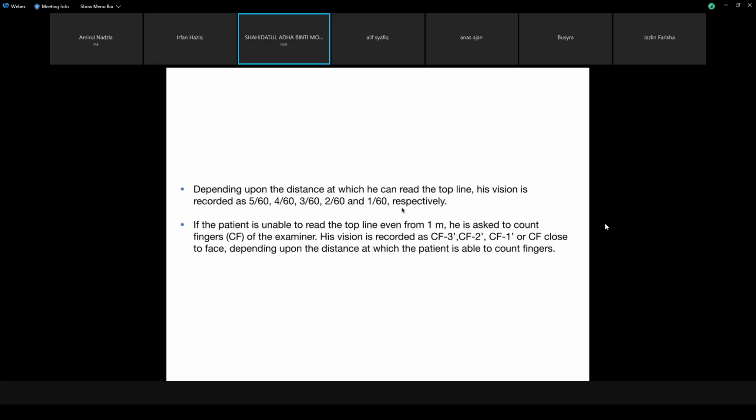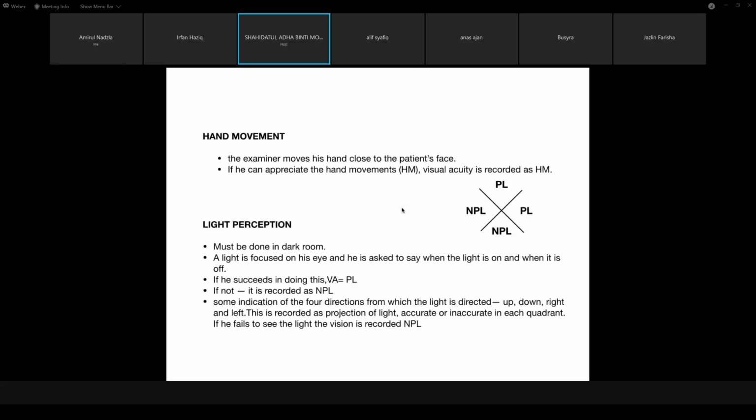Okay, we wave our fingers dekat depan mata. So if they can see, then we put as hand movement. If cannot, then we'll proceed with light perception test. Okay, so for light perception test, initially we will shine right in front of the eye. Okay, let's say the patient can see, kita akan buat into 4 quadrant: superior, inferior, nasal and temporal. Okay, we go to definite tempat and make sure to assess for light perception, it must be done in a dark room.